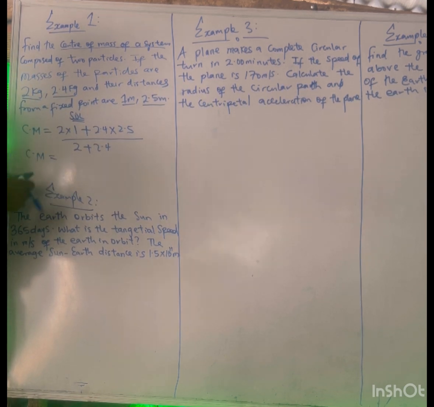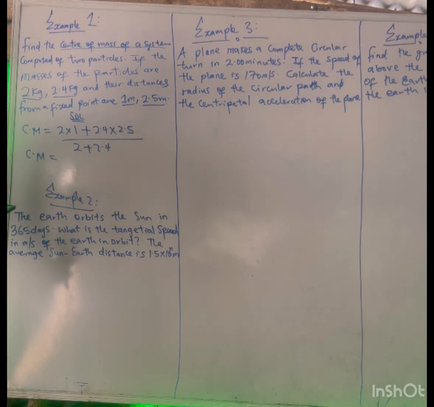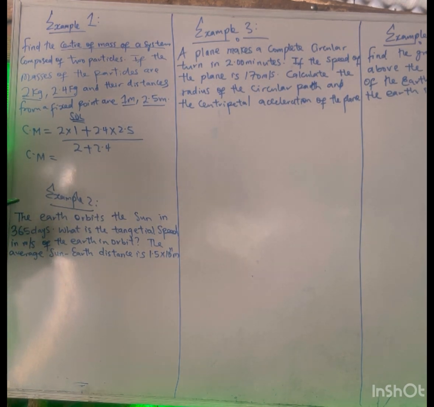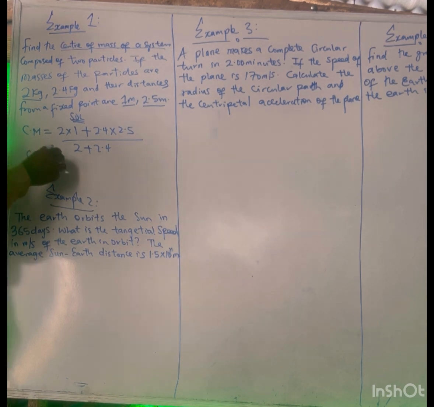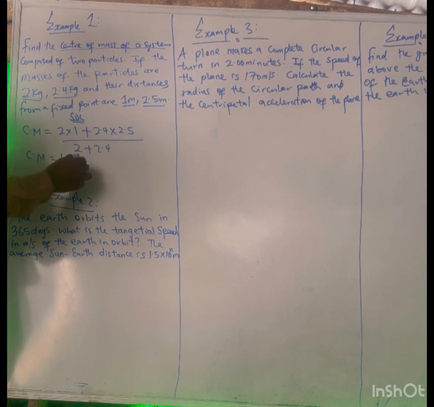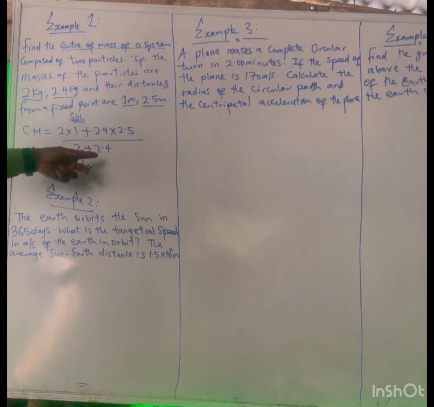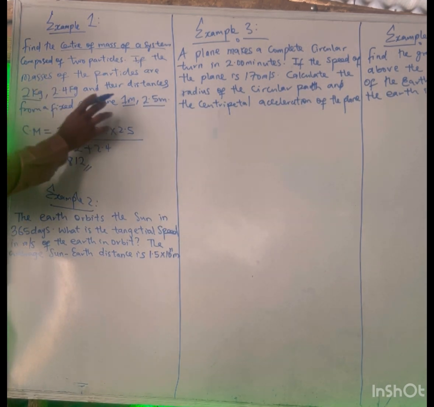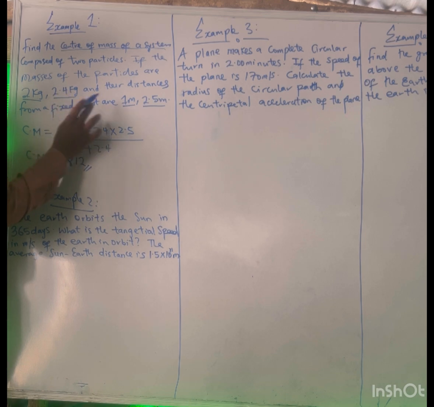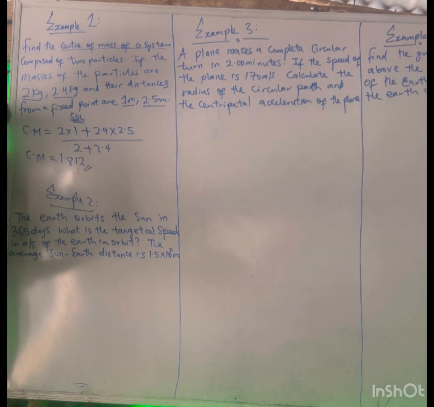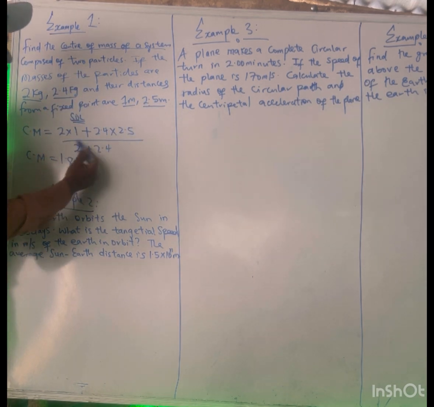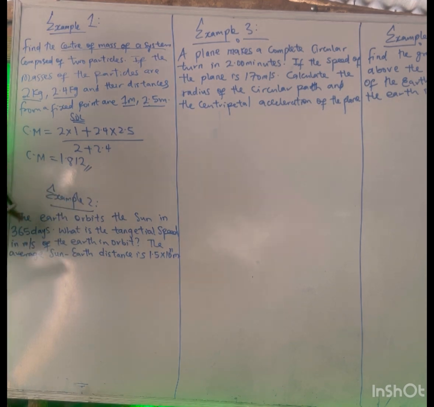So you just bring out your calculator and calculate this. 2 times 1 plus 2.4 times 2.5 all over 2 plus 2.4. Then we are going to get 1.812. So the center of mass is what? 1.812. You just multiply the first mass by the first distance plus the second mass by the second distance. If there is another mass, you also multiply by the distance, all over the total mass. So that's that.